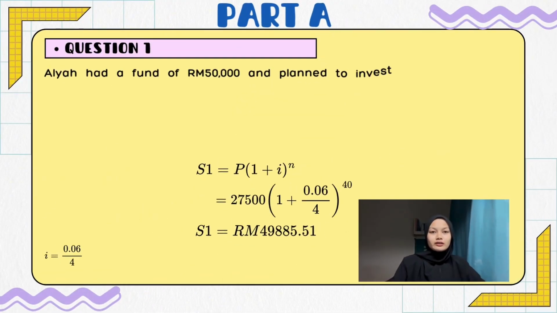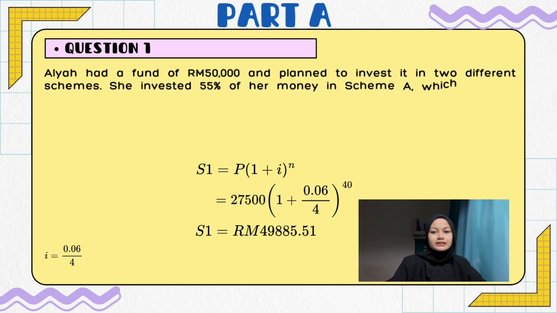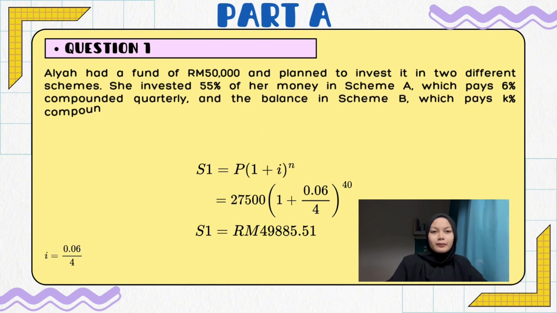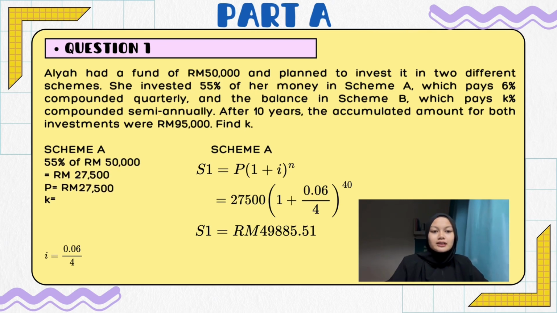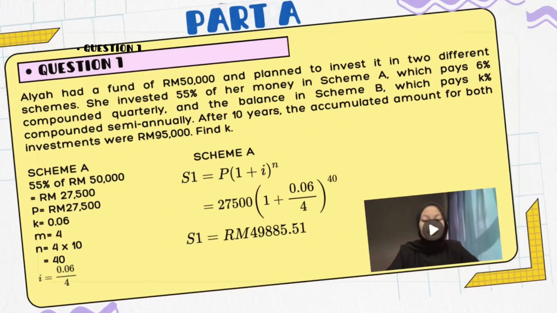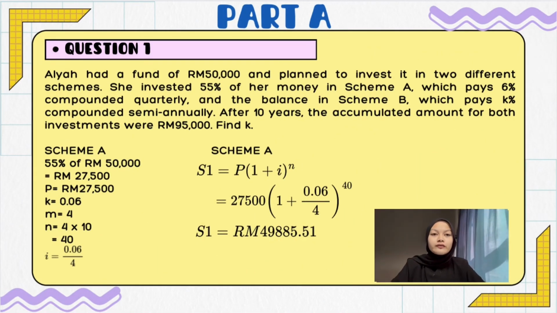Part A, Question 1. Ayah had a fund of 50,000 ringgit and planned to invest it in two different schemes. She invested 55% of her money in Scheme A, which pays 6% compounded quarterly, and the balance in Scheme B, which pays K% compounded semi-annually. After 10 years, the accumulated amount for both investments were 95,000. Find K.